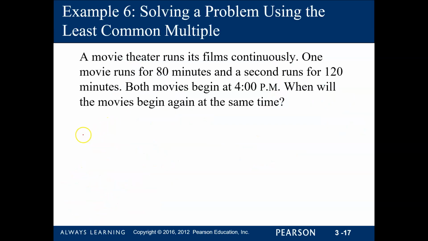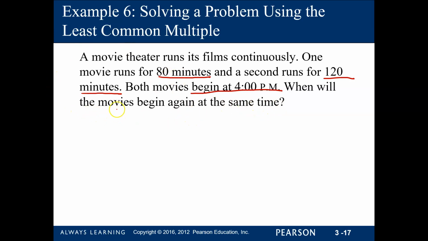Okay, so one application of using the LCM is like this one. We have a movie theater that runs its films continuously. One movie runs for 80 minutes and another movie runs for 120 minutes. Now, let's say both of them begin at 4 p.m. When will the movies begin again at the same time? You can see that the lengths of the movies are different, and so we need to find the LCM of both of these numbers.